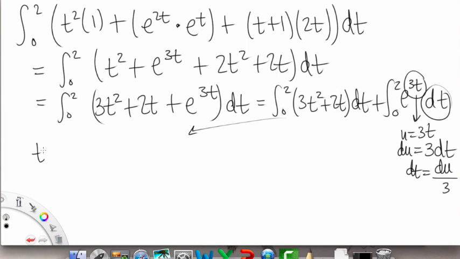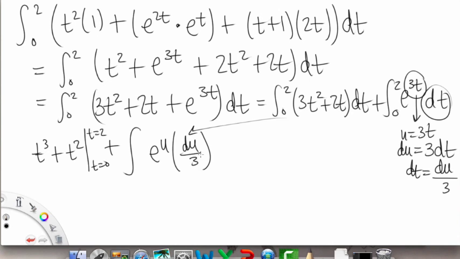So what we get is t cubed plus t squared, as t goes from 0 up to 2. And then we have plus the integral, where I'm going to replace everything with u's. So we have e to the u, and then dt is replaced by du over 3. All right? So then solving through, we have 2 to the third plus 2 squared minus 0 to the third plus 0 squared. So that'll be 0.